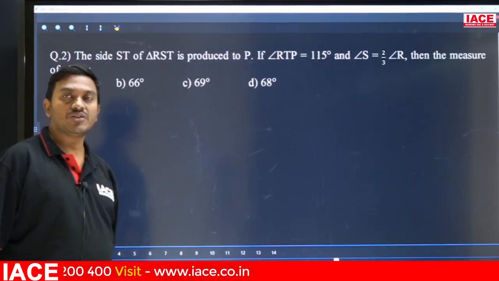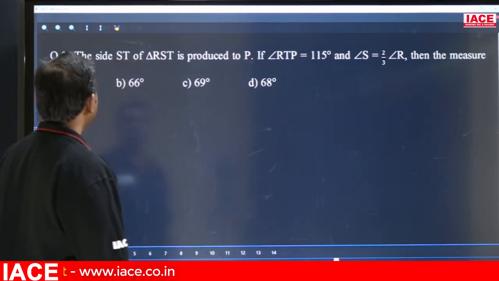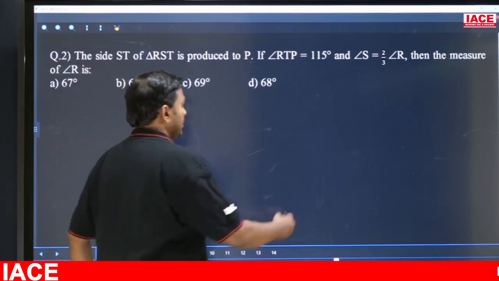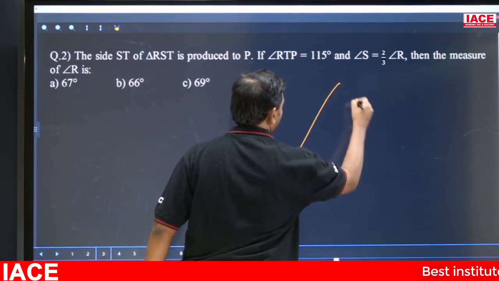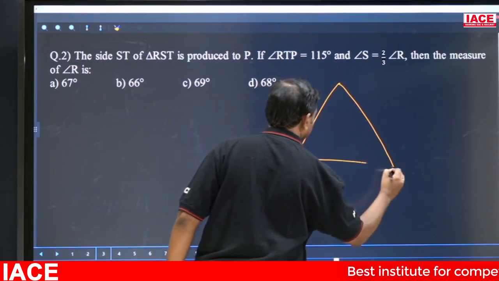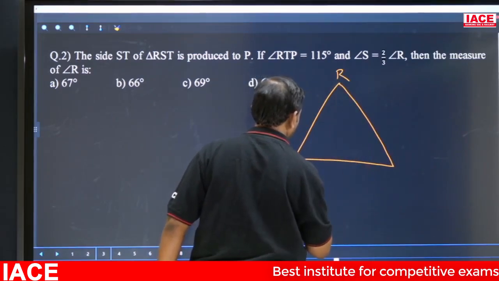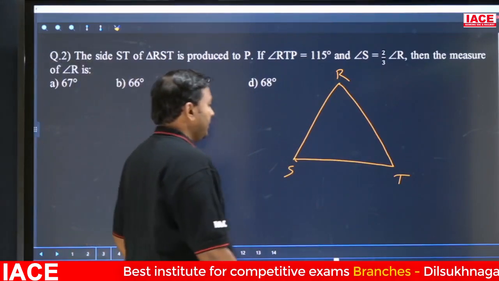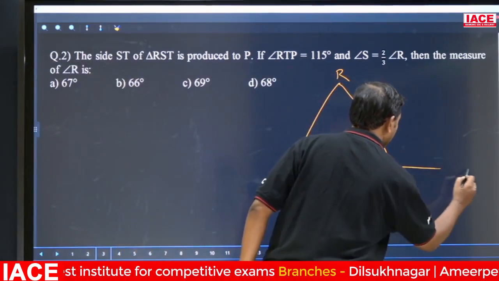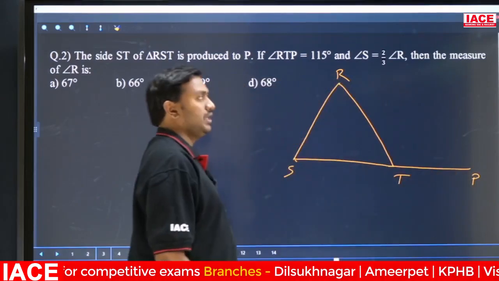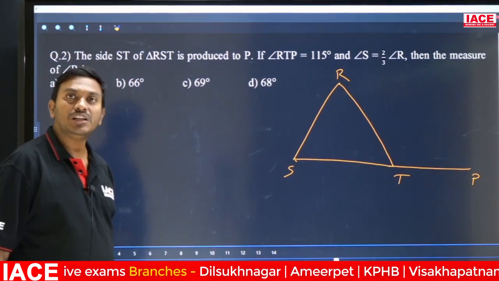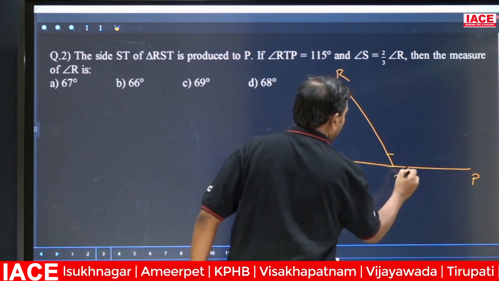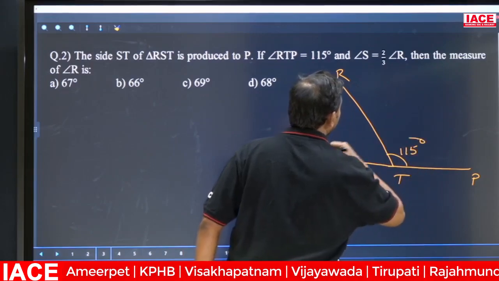Question number 2. This question belongs to geometry. See what is given. RST is a triangle. The side ST is produced to a point P, such that angle RTP equals 115 degrees.